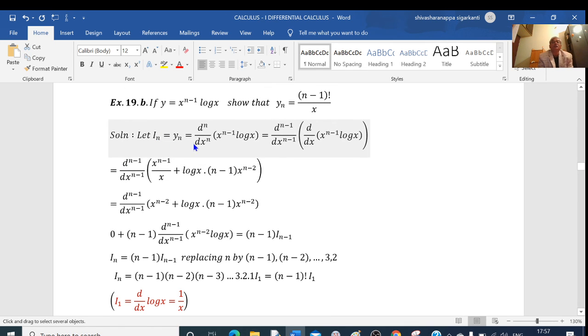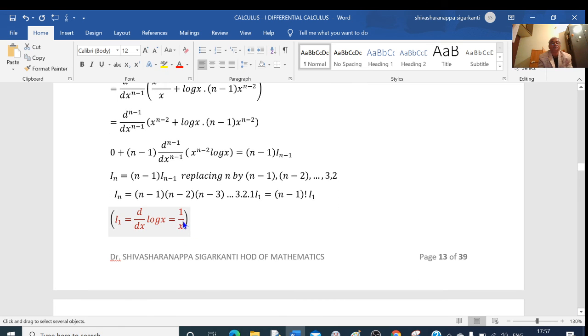If I put n equal to 1, d^1/dx^1, that means d by dx of, I am putting n equal to 1 here, this becomes x raised to 0. That is equal to 1 into log x. That is d by dx of log x. I_1 is nothing but d by dx of log x. That is 1 by x. I_1 equal to 1 by x. Okay. So here I_1 is equal to 1 by x.